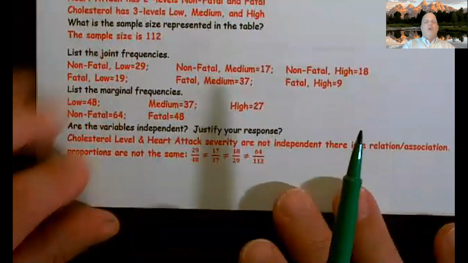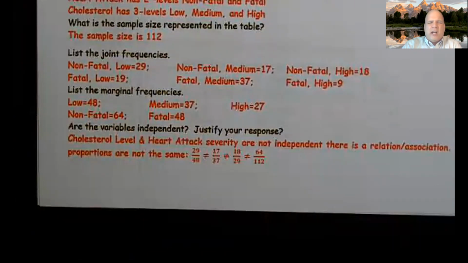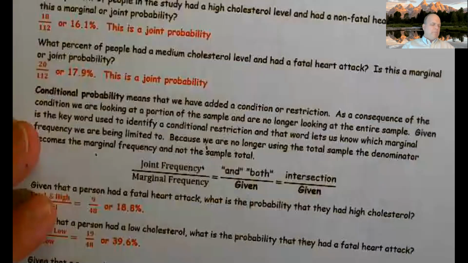Now, if you're not sure, you can go ahead and divide those out into decimals and compare the decimals. Now, some people say, well, what if they're really close? If they're really, really close, then you might say it's possible that they're independent. But my best response would be, if they're close, to say they're close, we're not sure, so we need to get some more data to check to see if they might be independent or not, okay? But to be independent, those proportions need to actually be the same.